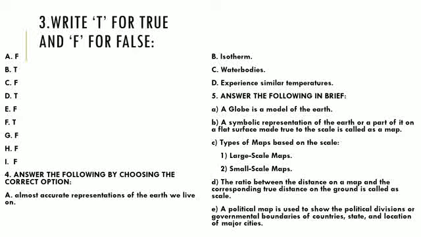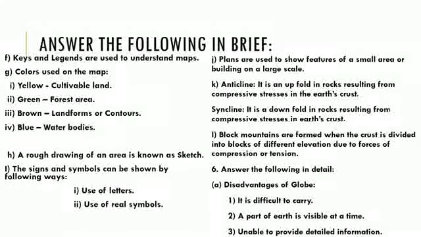E part, why is a political map used? A political map is used to show the political divisions or government boundaries of country, state and location of major cities. F part, what is used to understand maps well? Keys and legends are used to understand maps well. G part, list the colors used in maps. Colors used on the map: yellow for cultivable land, green for forest area, brown for landforms or contours, blue for water bodies.